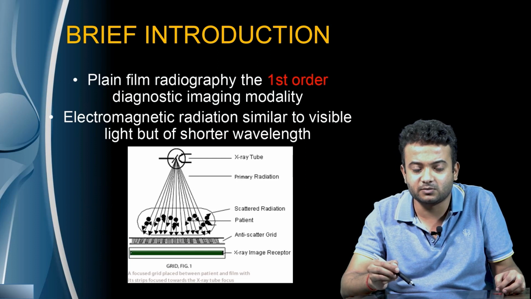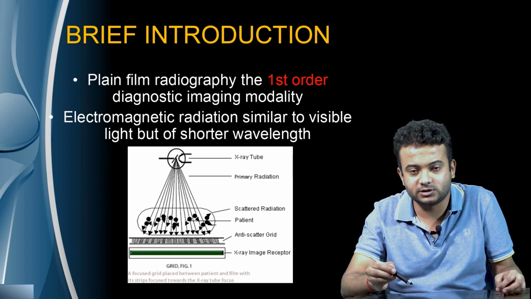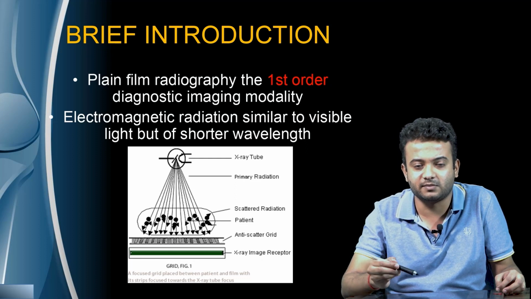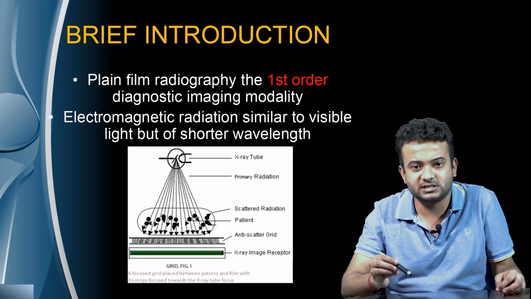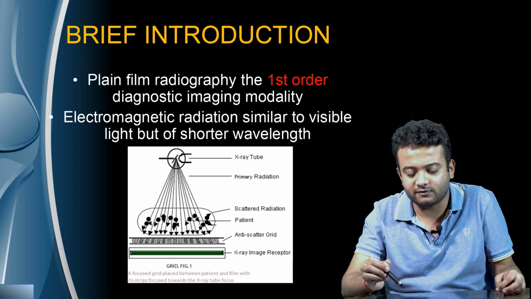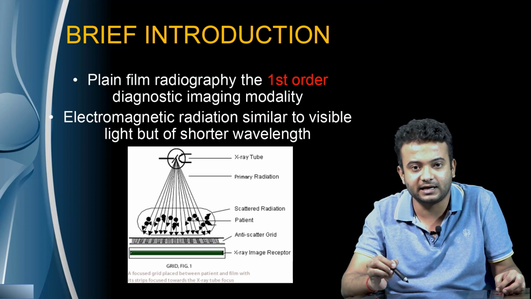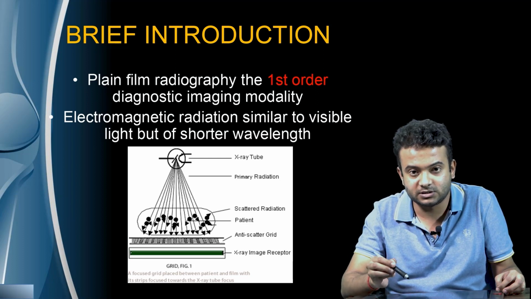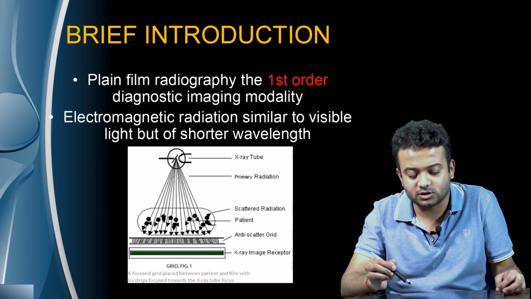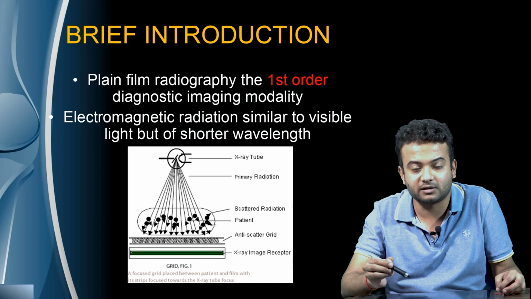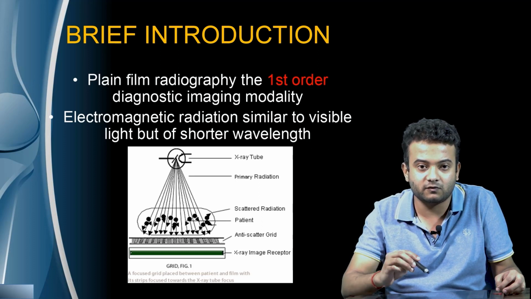There are various imaging modalities. We mainly talk about X-rays, which is plain film radiography, the CT scan, MRI, and other radionuclide imaging, even nuclear imaging. But we'll just discuss the basic ones: X-ray, USG, CT, and MRI. Plain radiography is the first-line diagnostic imaging modality in every radiology procedure, and X-rays are just electromagnetic radiation, similar to visible light but of shorter wavelength.